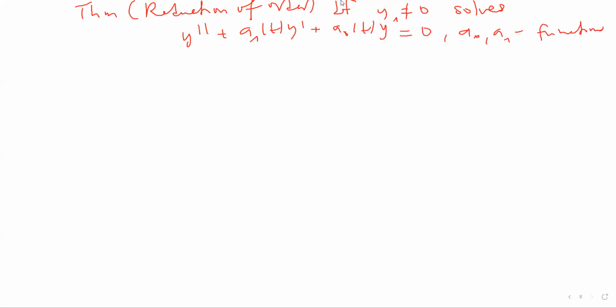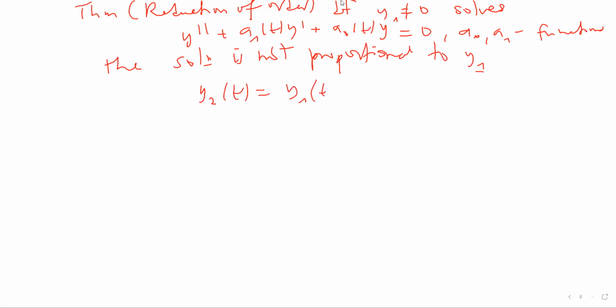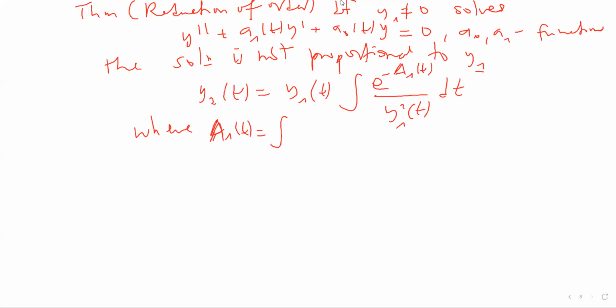And the second solution, which is not proportional to y1, y2, is given by y1(t) times the integral of e to the minus A1(t) over y1 squared of t dt, where A1(t) is the integral of a1(t) dt.